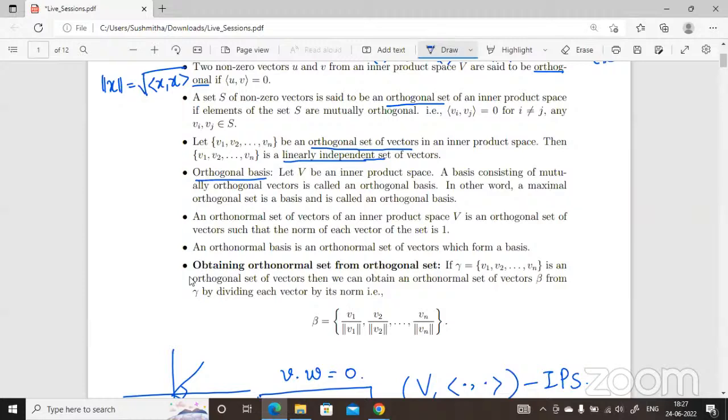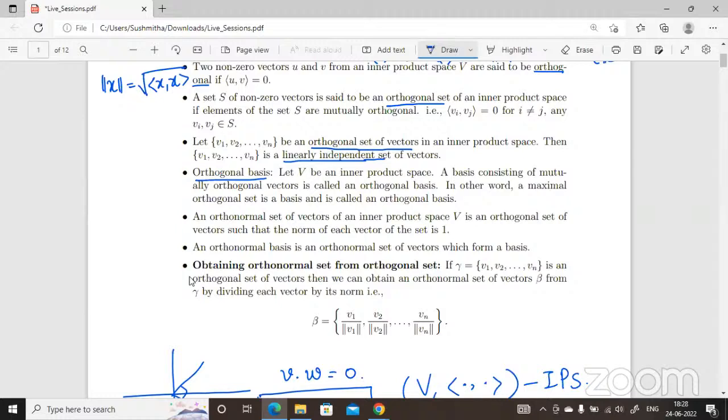Or in other words, you can say a maximal orthogonal set is an orthogonal basis. What does it mean to say it is maximal orthogonal? It is not possible to add another vector to it. If you add another vector to that set, then the set loses its orthogonality. Then you say it's maximal orthogonal. If it is maximal orthogonal, it will be maximal linearly independent. So it will be a basis.